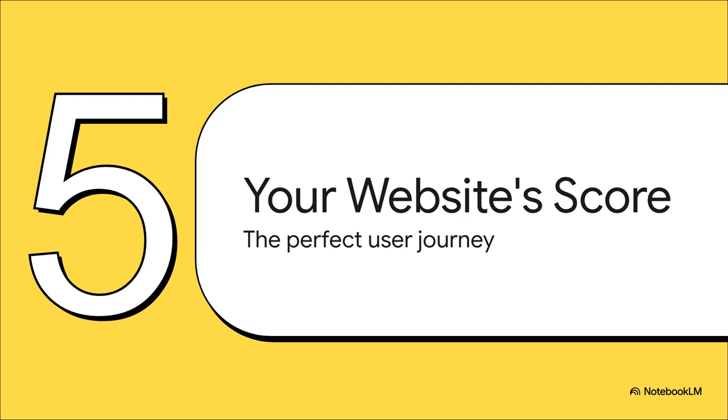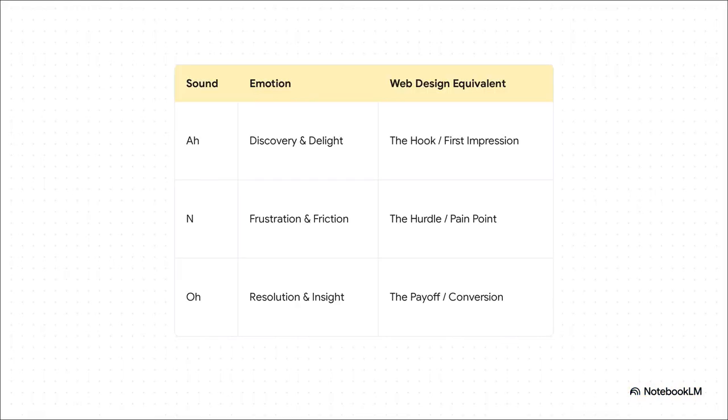Okay, so we've broken down all the individual sounds. Now, let's put it all back together. Think of our original source text not as 4 random sounds, but as a complete score, like a tiny piece of music that tells a story. And this table really sums it all up beautifully. A is that discovery, that hook. N is the friction, the hurdle. And O is the resolution, the big payoff. Basically, you can map out almost any user journey using just these 3 emotional beats.